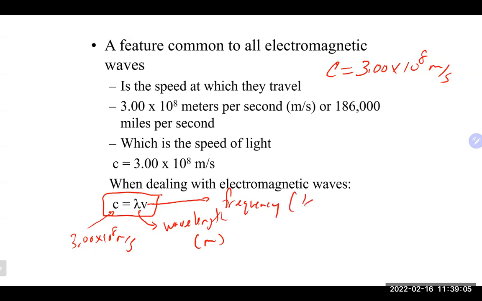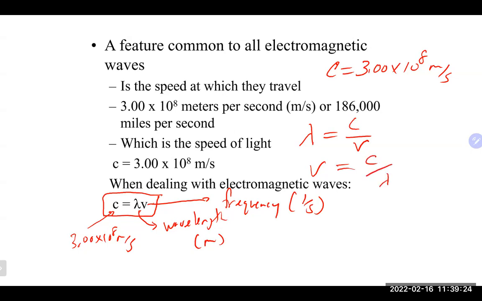That is in reciprocal seconds. So if you wanted to know the wavelength and you know the frequency, it would be the speed of light divided by the frequency. And if you want to know the frequency for a particular wave, and you know the wavelength, it is c divided by the wavelength.